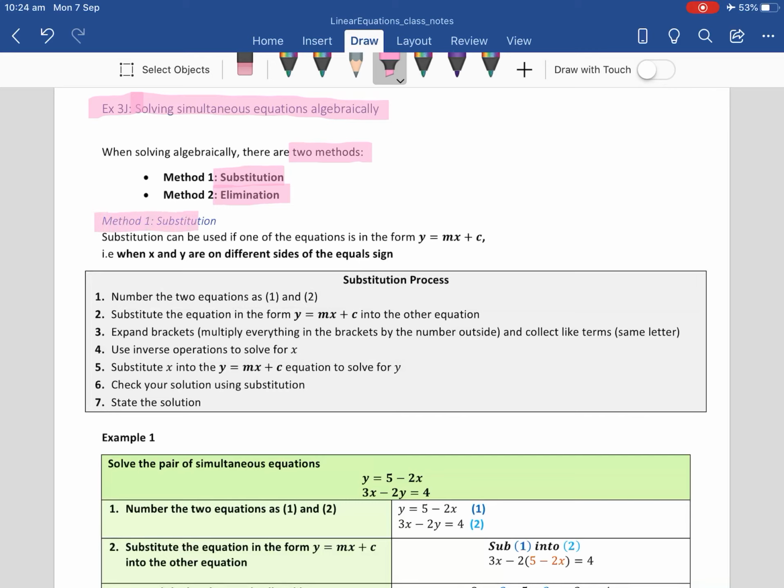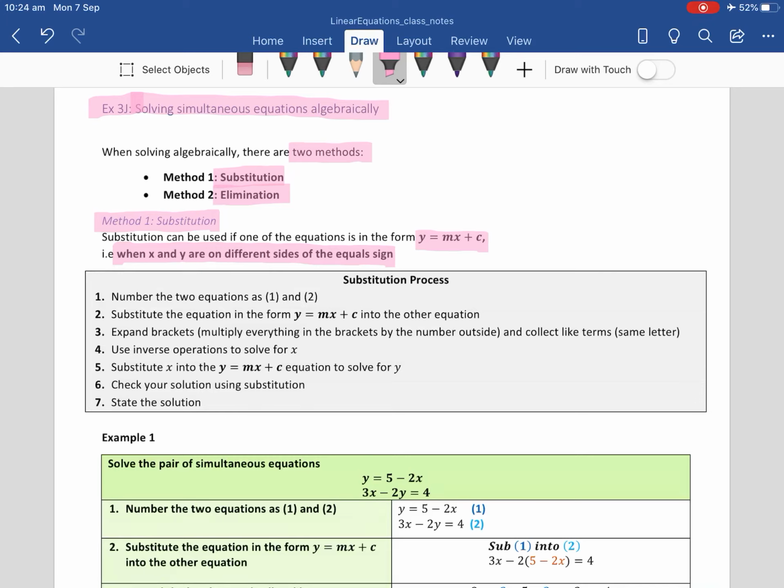So, looking at the first method, substitution can be used if one of the equations is in the form of y equals mx plus c. Technically, it doesn't have to be, sometimes you might have the c and the mx around the other way, but what you really want is the x and y on different sides of the equal sign. If it looks like that, then you can use substitution.